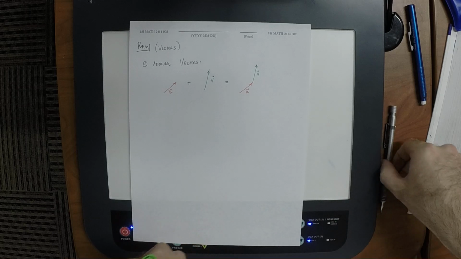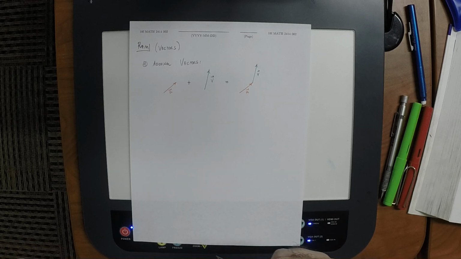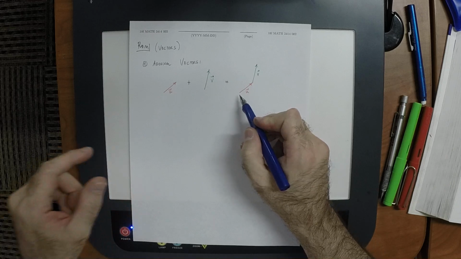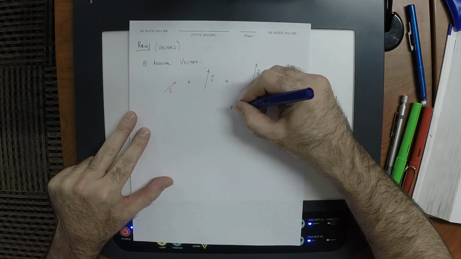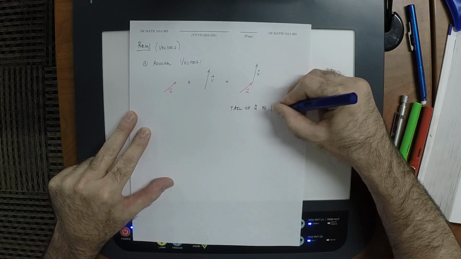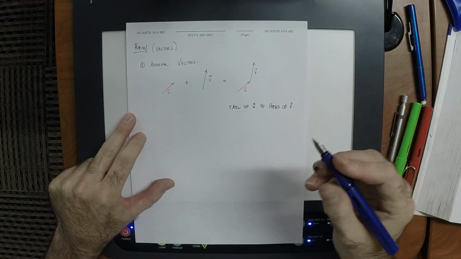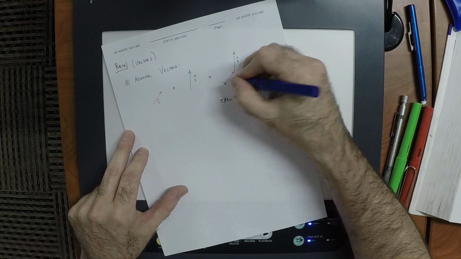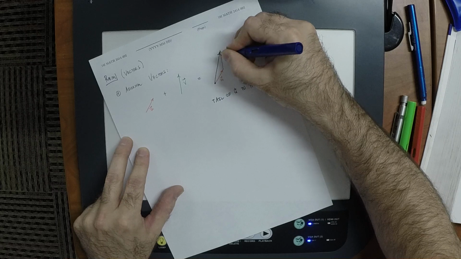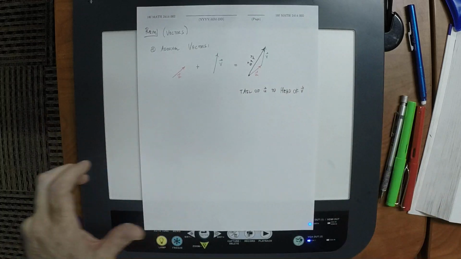So then, what's the answer to the sum? How do you figure it out? You start at the tail of u, to the head of v. Which is to say, this is the tail of u, that's the head of v. So this is u plus v. Interesting.